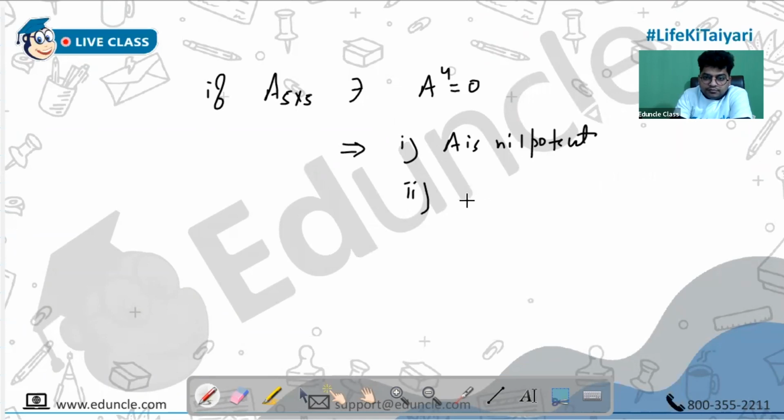Second, A is nilpotent with index 4. Which of the following is true? कौन सा true है भाई?